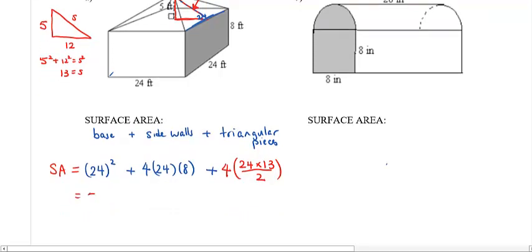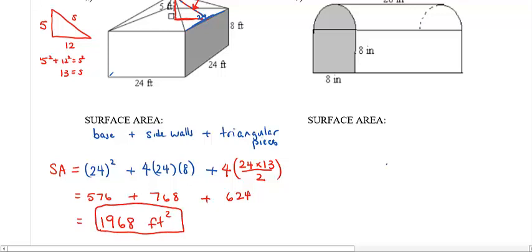24 squared, that's 576. 4 times 24 times 8, I think that's 768. And that's, let's see, 4 times 24 times 13 divided by 2. Ooh, I think that's 624. Okay? And put them all together. Ding! 1,968 feet squared. And that, my friends, is the surface area of this object. Okay?